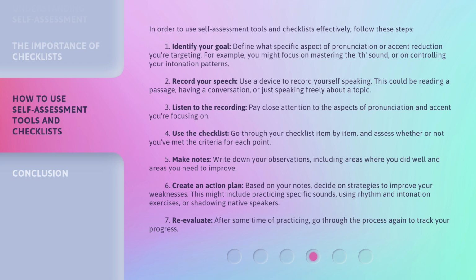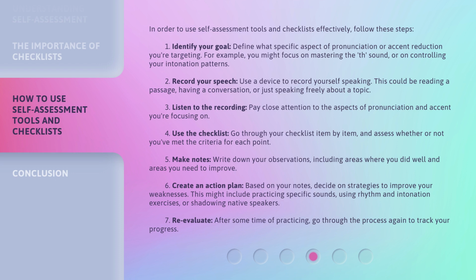2. Record your speech. Use a device to record yourself speaking. This could be reading a passage, having a conversation, or just speaking freely about a topic. 3. Listen to the recording. Pay close attention to the aspects of pronunciation and accent you're focusing on.